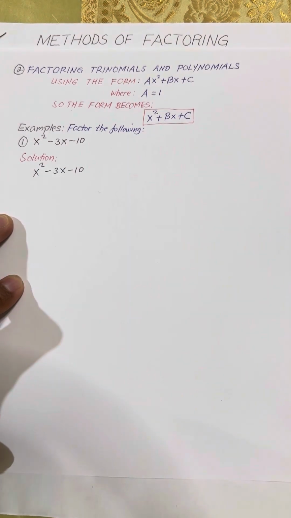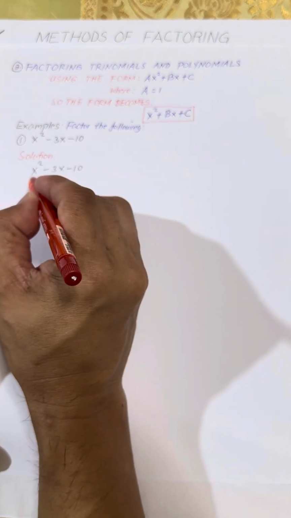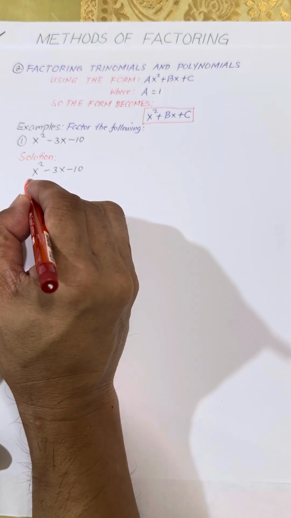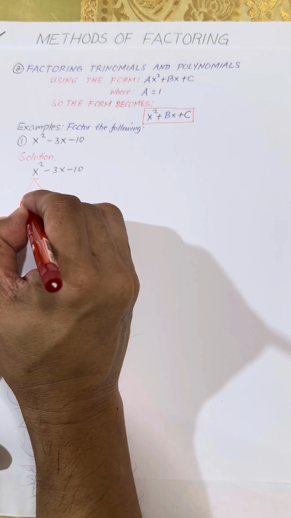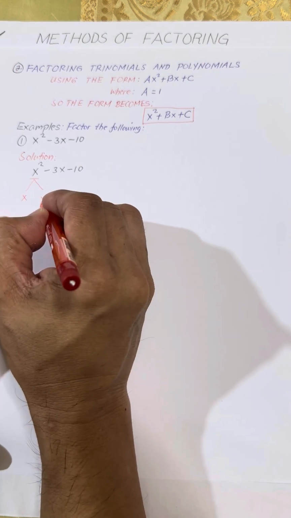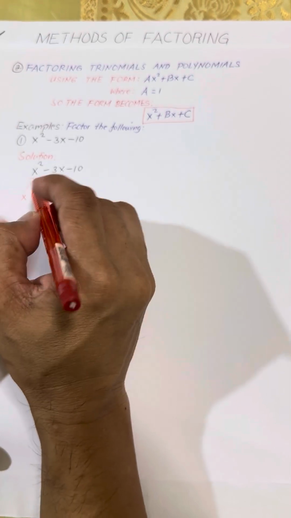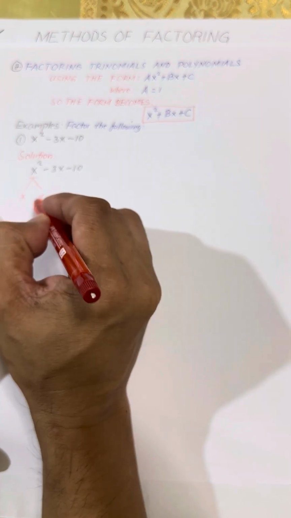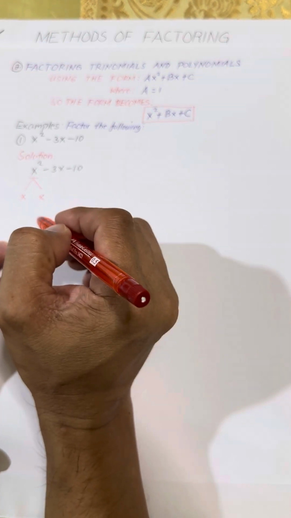All right, so the strategy here is to find the factors of the first term and the third term. So considering the first term, the possible factors of the first term are x and x. We can have x squared and 1, right? But the most useful one is x and x. So from the law of exponents, if you multiply x and x, that will be x squared.